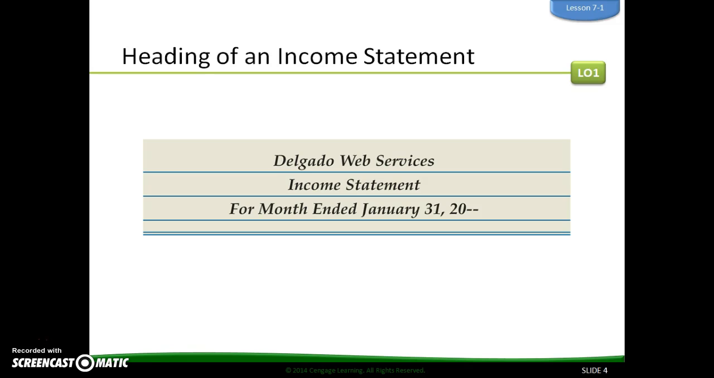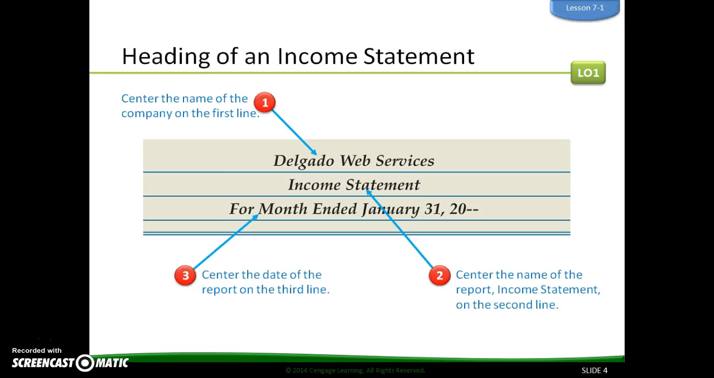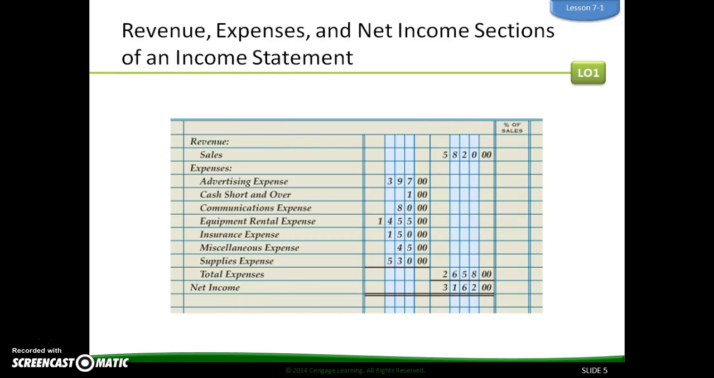For the heading on our income statement, we just want to remember we're working with Delgado Web Services. The report we're looking at is the income statement, and the time period is for the month that ended January 31st. Now, as we start gathering our information, we're looking at our revenue, which was from sales, and our expenses, and then we get our net income. Revenue minus expenses equals net income.